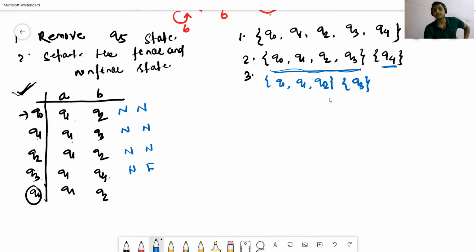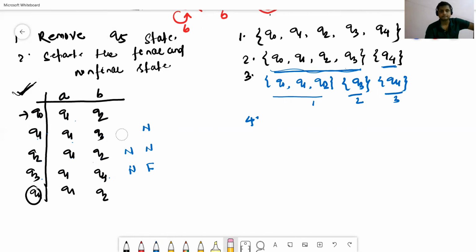Now we'll separate Q3 from the total states. Okay, so now we have three states. This is called one state, this is called second state, this is called third state. Now we'll try to separate these states. How? See here.